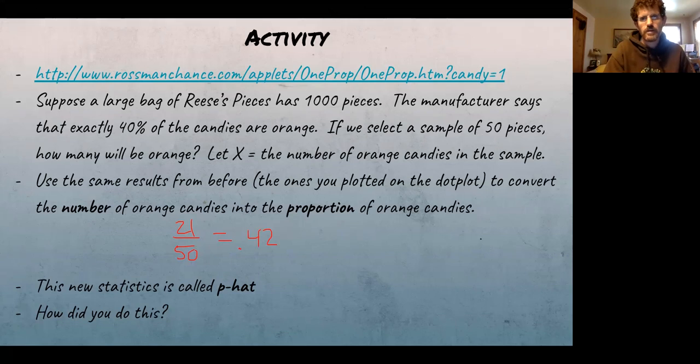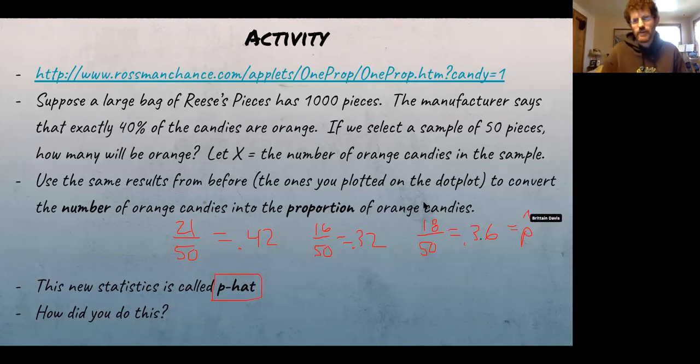Just take a minute to do that. It is worth pointing out that this is p hat, okay? And 0.36 right here would be p hat. Again, if you're already familiar, this is the sample proportion. I got a sample of 50. I'm looking at counts. I'm not averaging anything out, I just counted how many were orange, how many were not. And the proportion of oranges out of this one sample was my p hat for that particular sample.